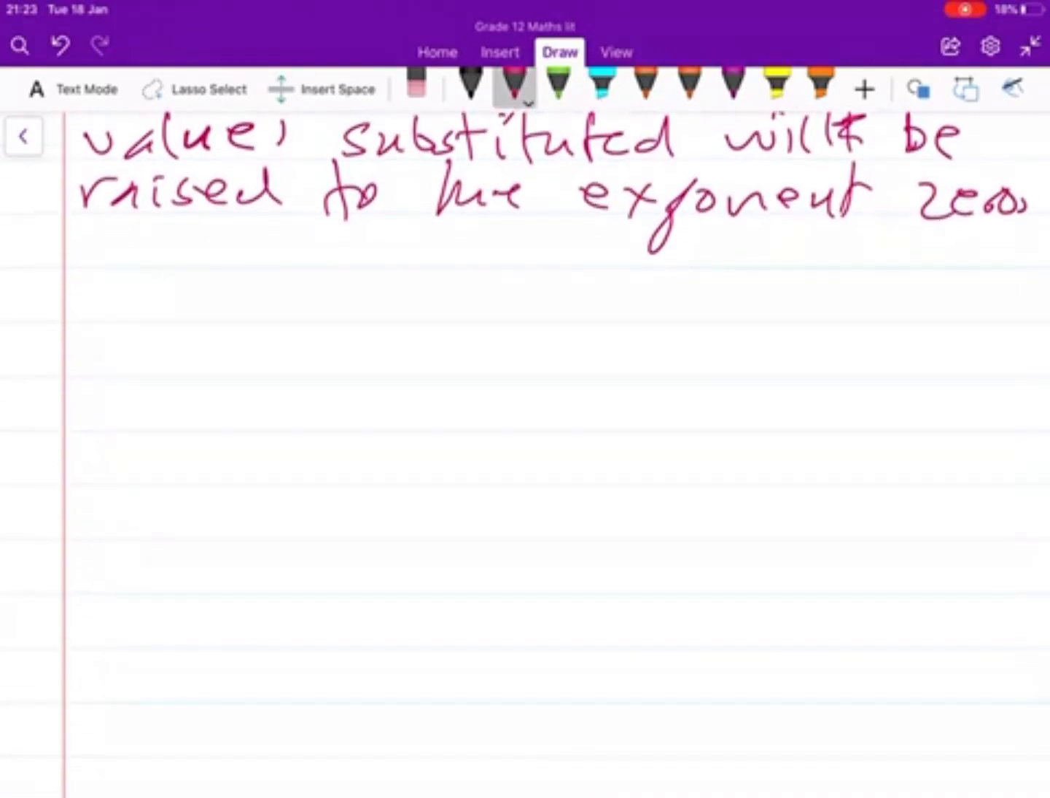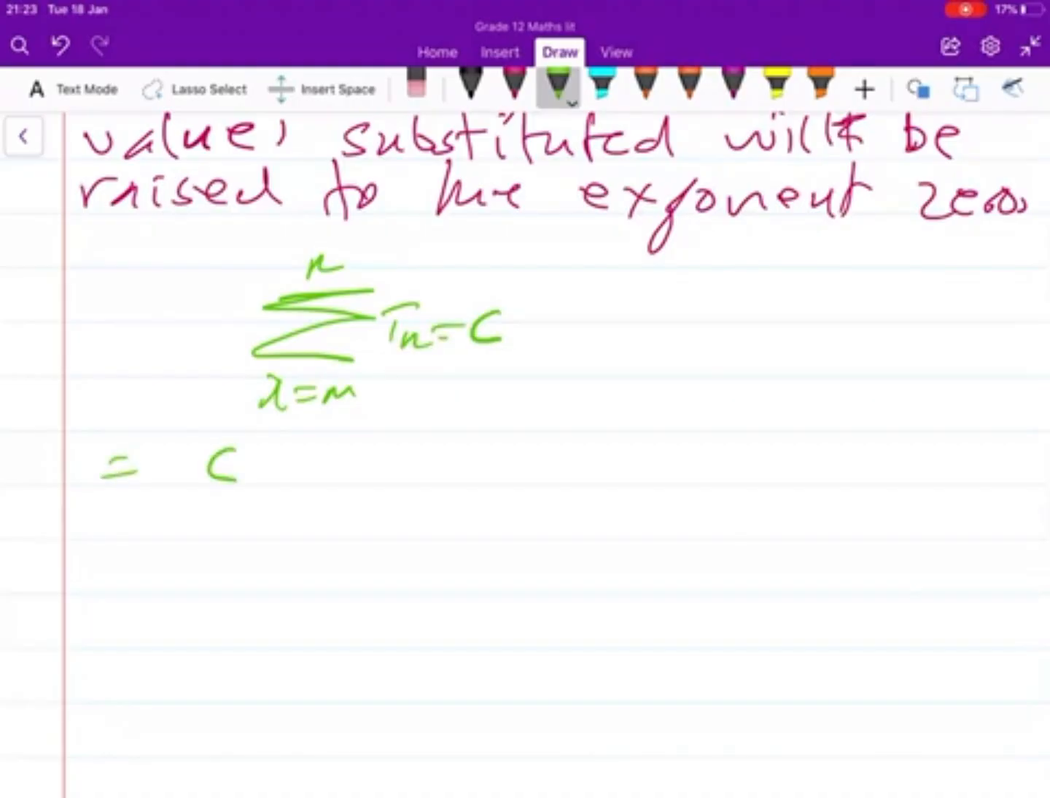All right, so what does this mean? It means that if you have a situation like this, where you have n as your last value and m as your first value, but you are having C. Let me write it this way: you are having your general formula being equal to C. What will happen is that C will repeat itself, but the value that you substitute will be to the exponent 0 all the way until you get to the last value.